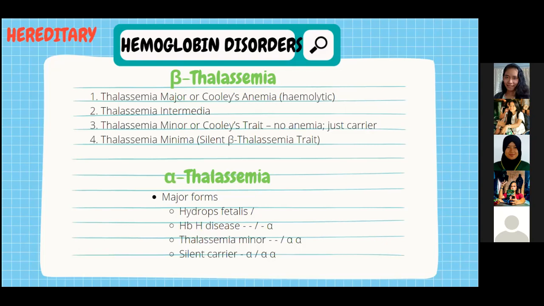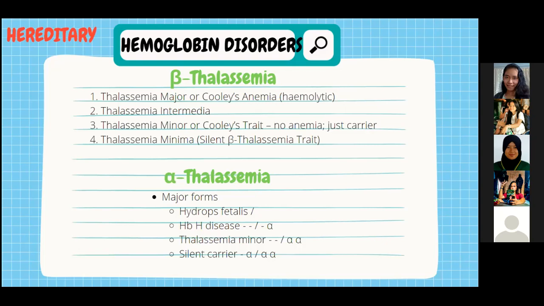The MCV and MCH are within normal or slightly depressed, and we have normal hemoglobin electrophoresis. So now let's move on to the alpha thalassemia, which refers to a decreased production of alpha chains. Therefore, all three hemoglobins, which are the HbA, HbA2, and HbF, are decreased proportionally. So we have here the major forms: the hydrops fetalis, the HbH disease, thalassemia minor, and silent carrier.